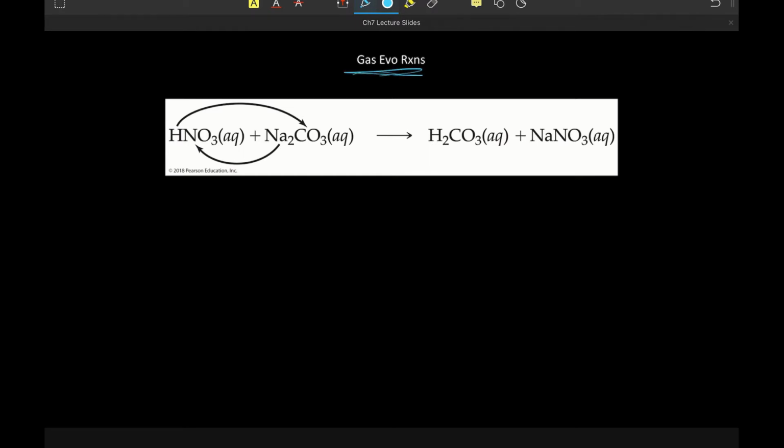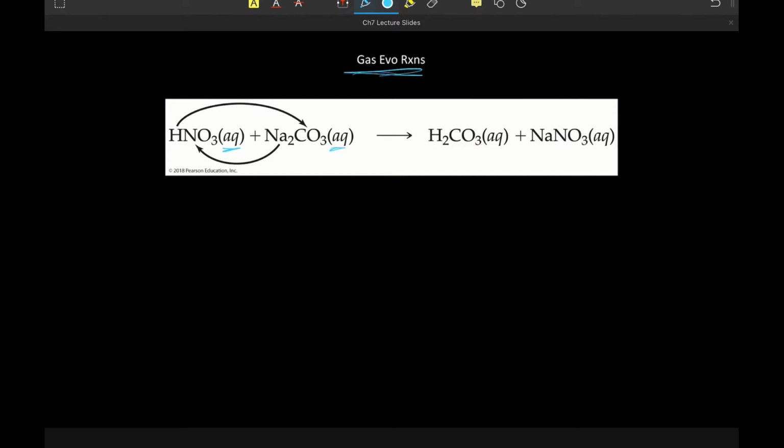Now we're going to talk specifically about gas evolution reactions. The essence is still the same. These are going to be aqueous phase reactions for the most part, at least one of the reactants will be. And these are also essentially the type of reaction where all we're going to do is switch the cation.